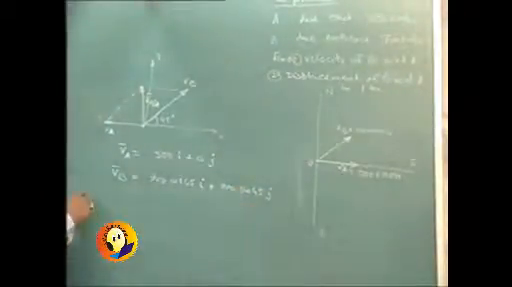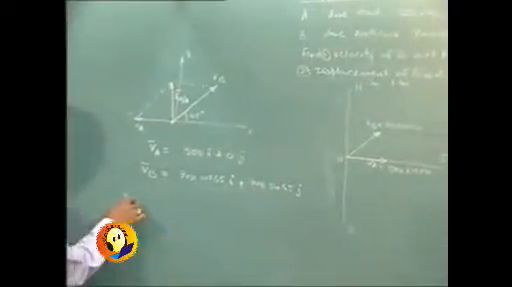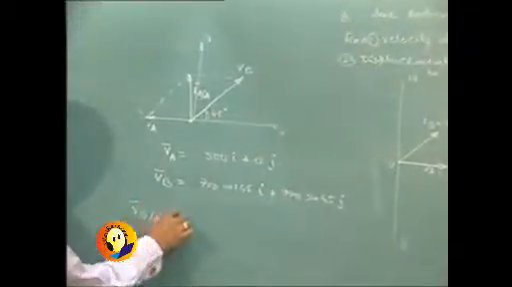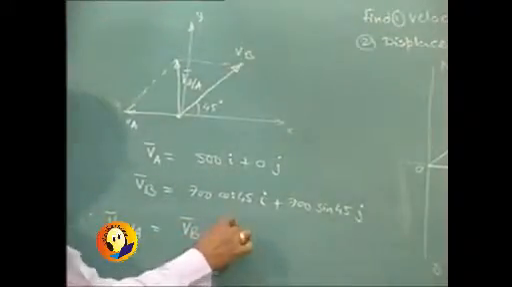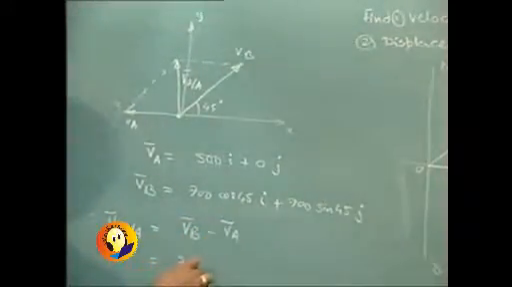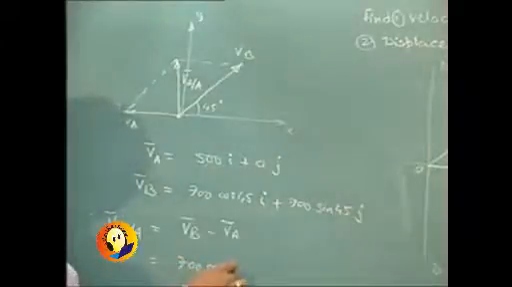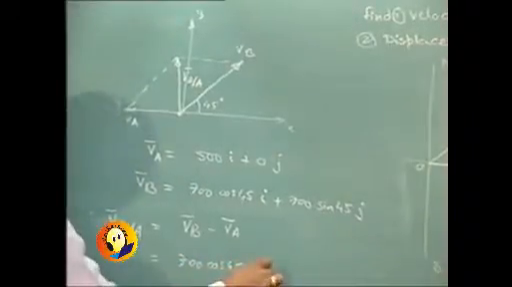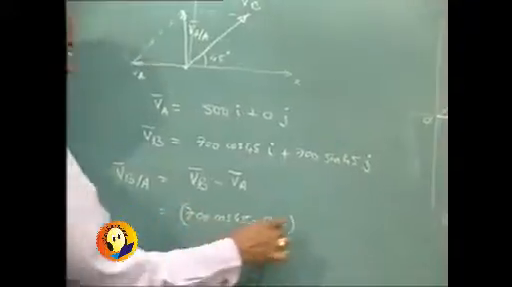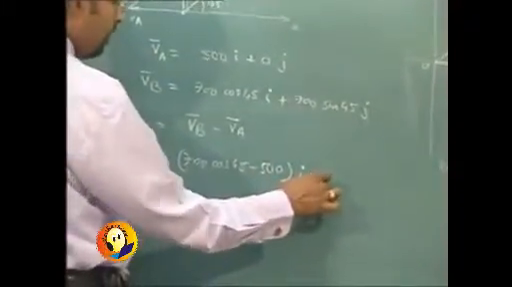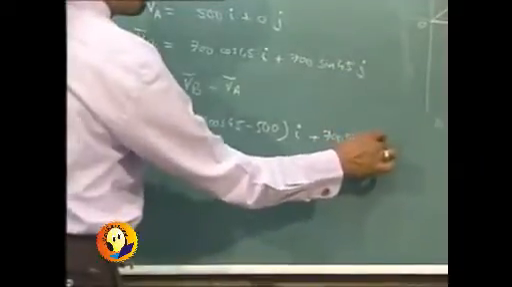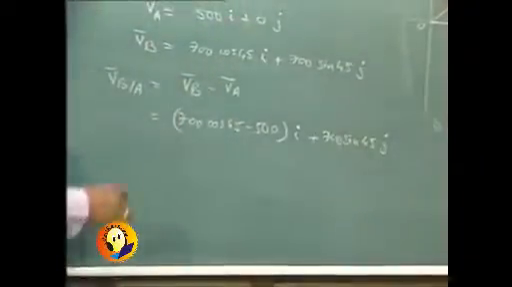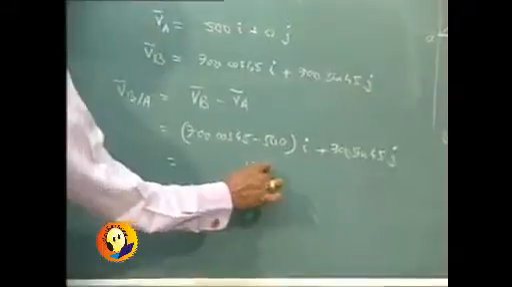Therefore the velocity of B with respect to A will be VB bar minus VA bar. It is going to be 700 cos 45 minus 500 i plus 700 sin 45 j. So this numerical answer will be available.